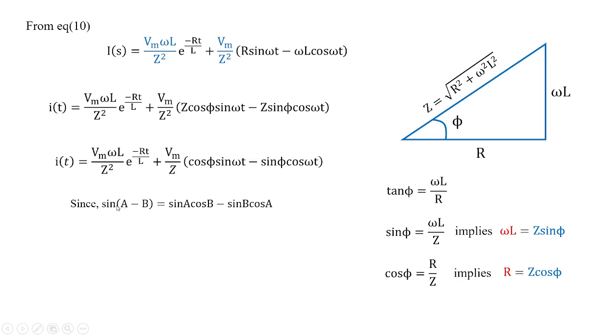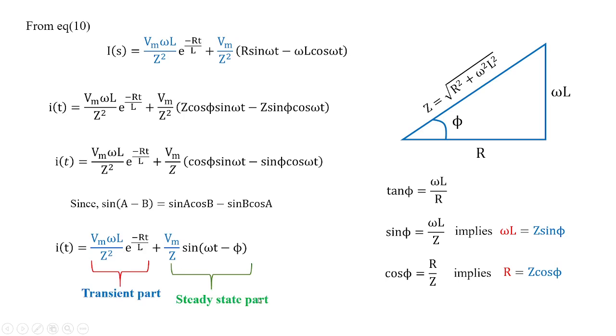Now the standard trigonometric formula for sine a minus b is sine a cos b minus sine b cos a. I'll apply it to this particular value. It will give you the value of I of t, which is equal to one exponential term and one oscillating term. The exponential term is treated as the transient part and the oscillating term is taken as the steady state part. So like this, I of t is obtained for the series RL circuit.